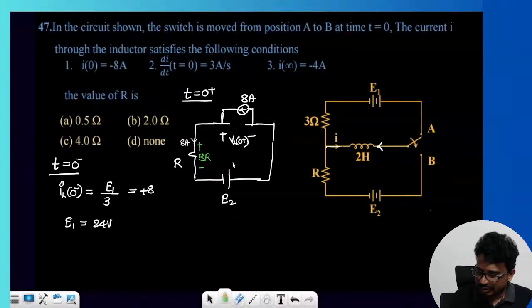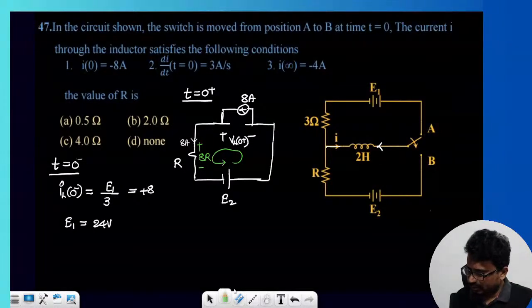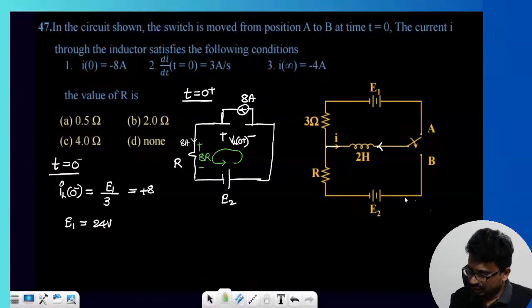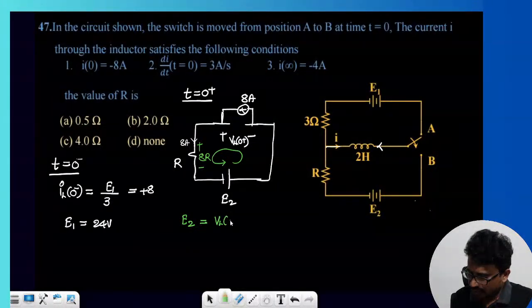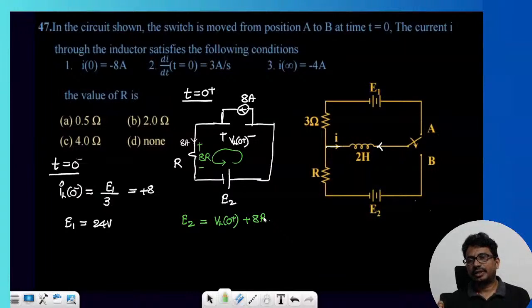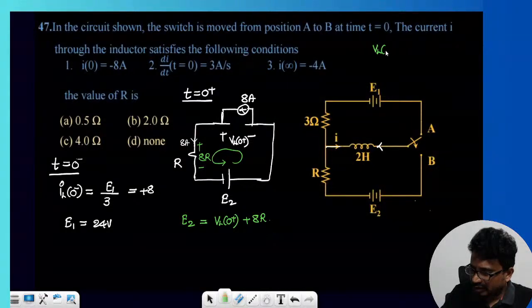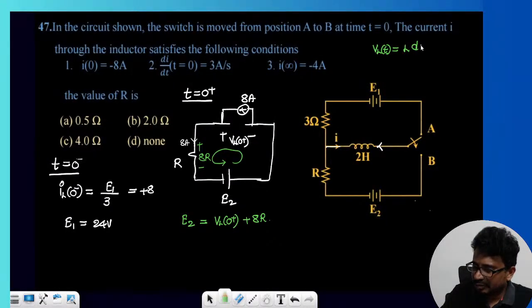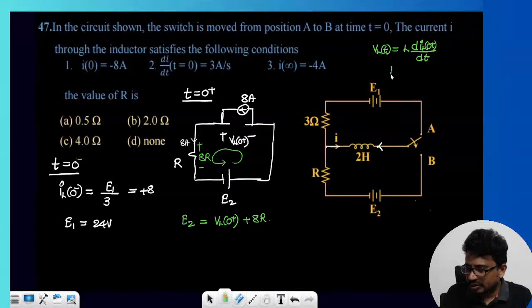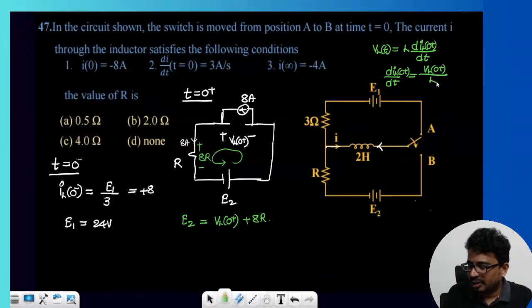We can apply KVL in this loop. We can apply KVL in this loop now. So you tell me what I will get here. So this is E2. It should be equal to what, tell me? VL of 0 plus 8 into R. Right. Now, what can we say here? What is basically VL of t, which is given as L into dIL of t by dt. So from this I can say dIL of 0 plus by dt, which is nothing but VL of 0 plus by L.